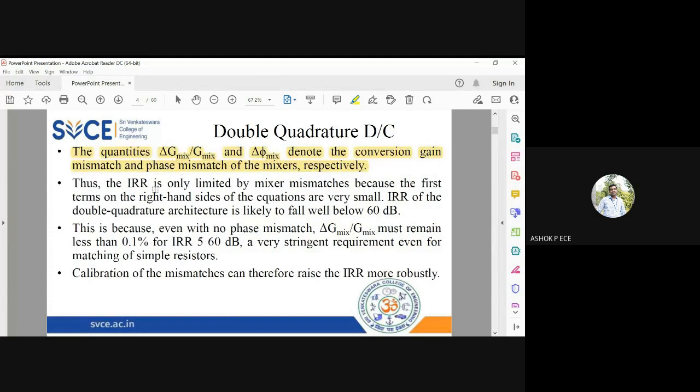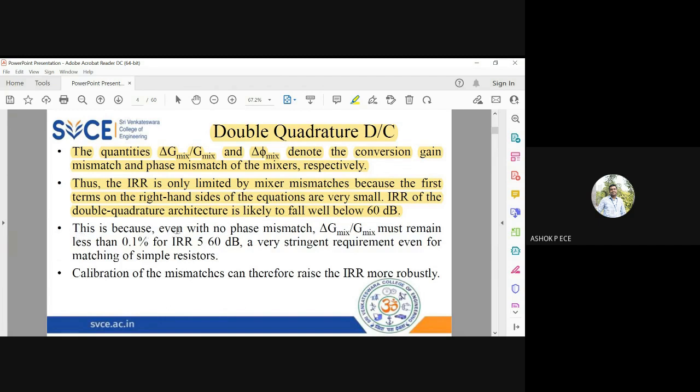So these quantities will determine how much mismatch you are going to have in the gain and phase. We have seen in the previous case, the image rejection ratio depends on gain mismatch and phase mismatch. If the image rejection is very high, then the receiver is very good. And here they found that theoretically it falls well below 60 dB. So the image rejection ratio IRR is falling well below 60 dB.